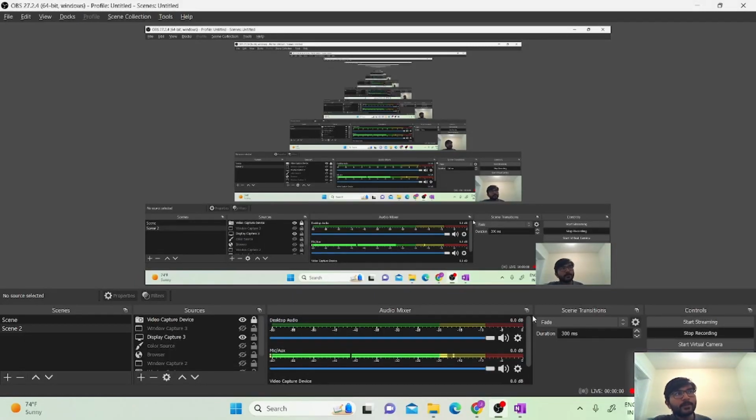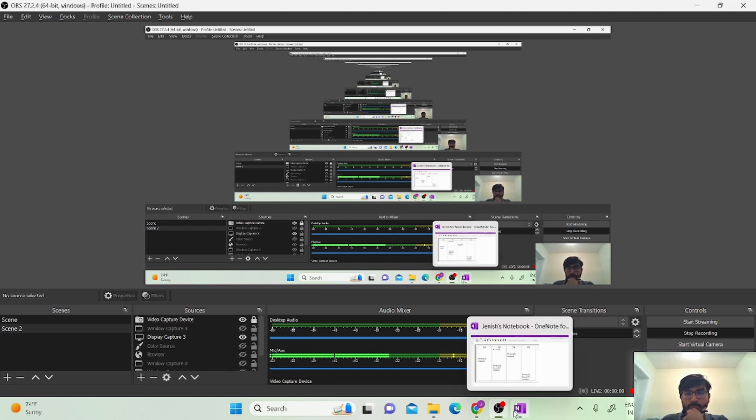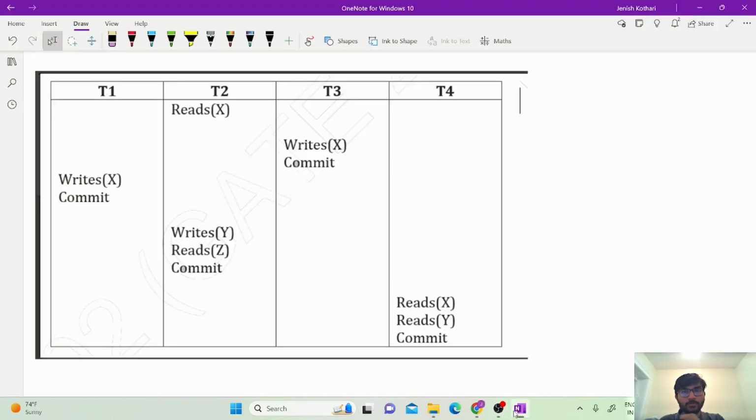Hello friends, in this playlist we are solving the problems related to transactions and database management. In this we are solving the problems related to concurrency and data control in DBMS. So we have already solved two or three problems related to transactions. Now this time we'll solve another problem which is also a tricky problem.